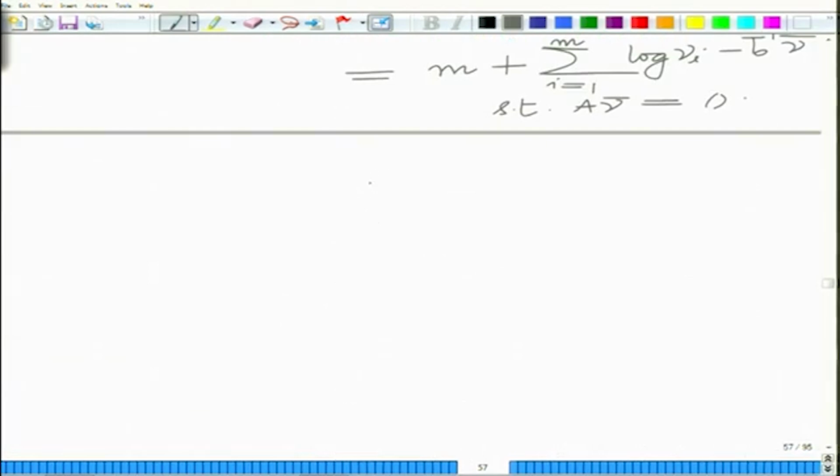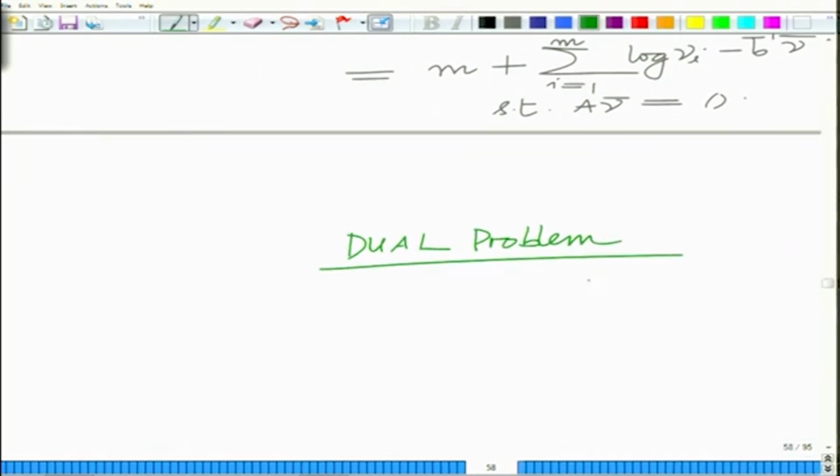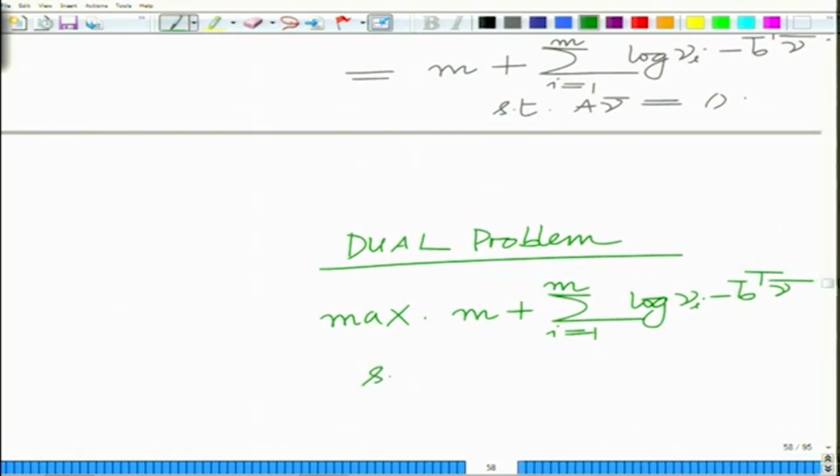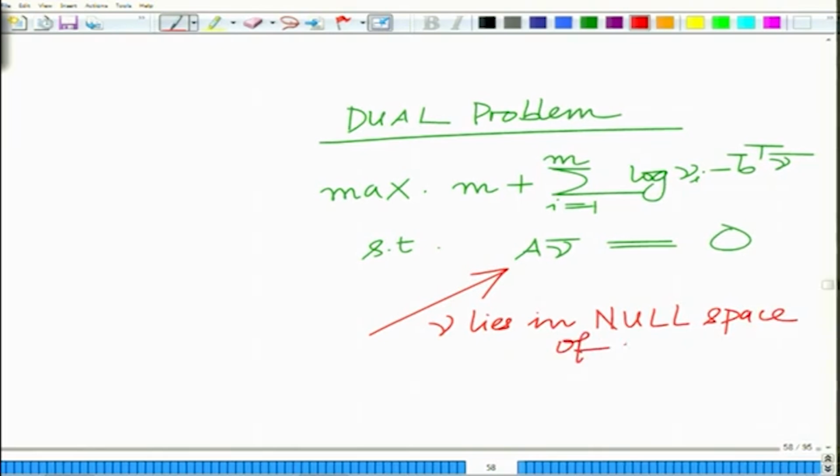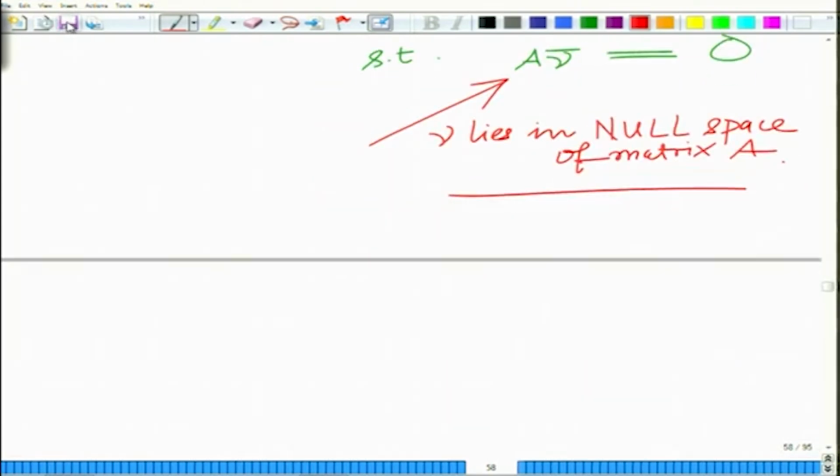And therefore, the dual problem of this analytical center problem is: maximize the dual function, which is m plus summation i equal to 1 to m log of nu i minus b bar transpose nu bar, subject to the constraint that A times nu bar equal to 0, that is, nu lies in the null space of A. Okay, this is very interesting.